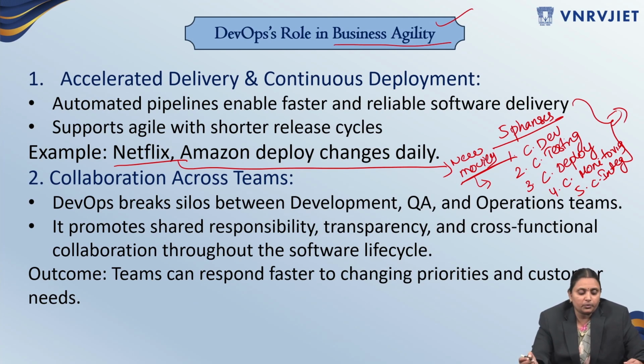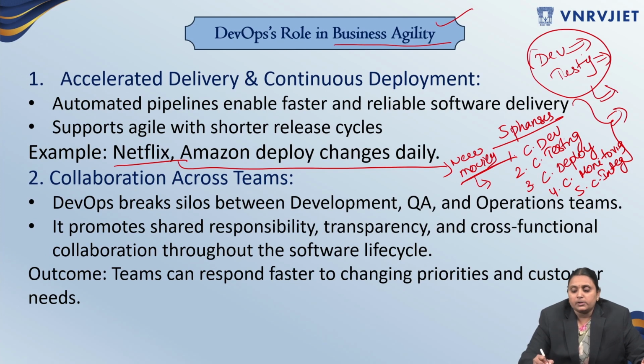The second point I want to tell you is collaboration across the teams. In the classical life cycle models, we use only 2 teams: the development team and the testing team. The development team is responsible for developing the software, and the testing team is responsible for testing whether the software is working properly or not. Here there is no continuous improvement in the software, so we can lose our business.